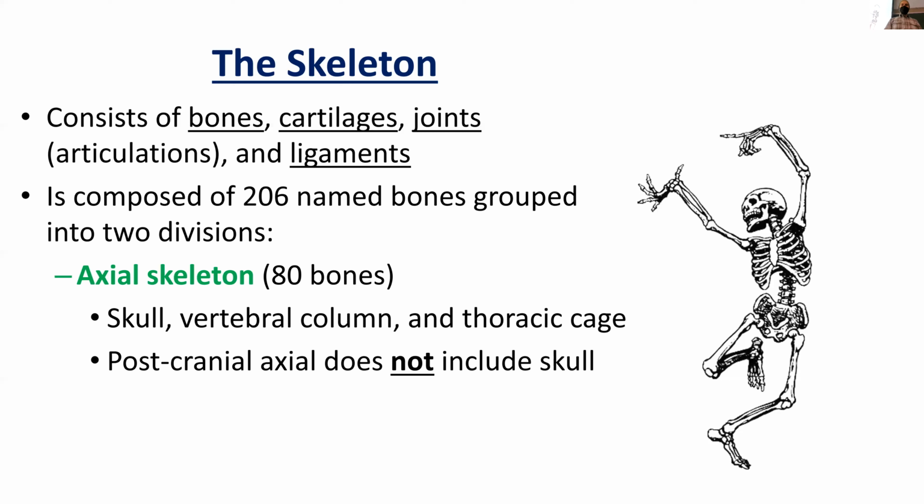The first is the axial skeleton, which is basically what's up and down the middle. I'll show you a diagram of this in a minute. So that is your skull, your vertebral column, and your thoracic cage, right?